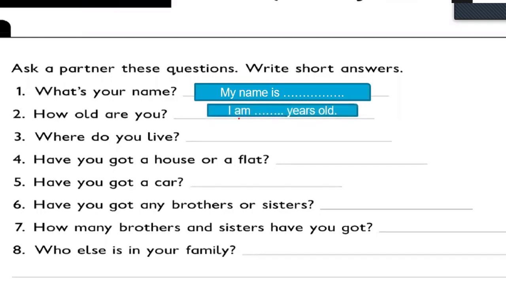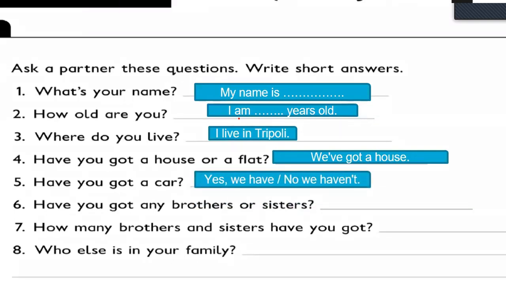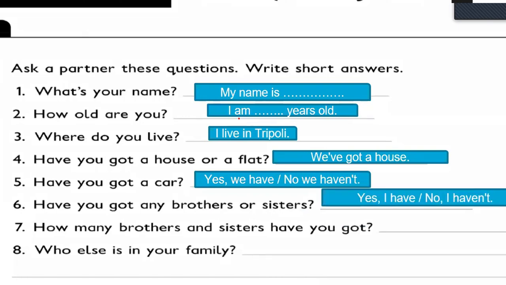How old are you? You write, I am 13 or 14 years old. Where do you live? Have you got a house or flat? Tell us, you have got a flat or a house. Have you got a car? Tell us, do you have a car or not? Have you got any brothers or sisters? How many brothers and sisters have you got? And who else is in your family? Who are the members of your family?